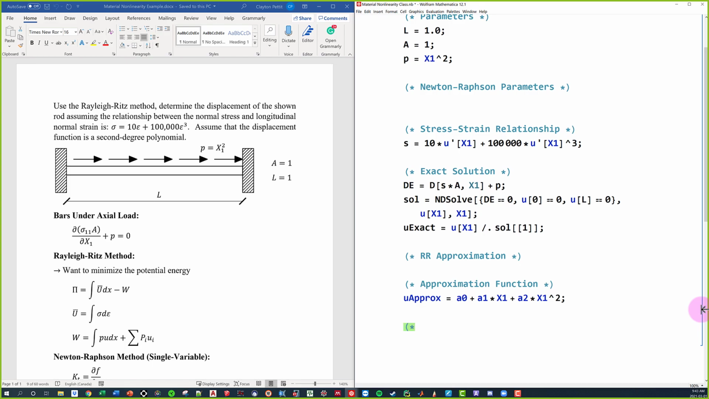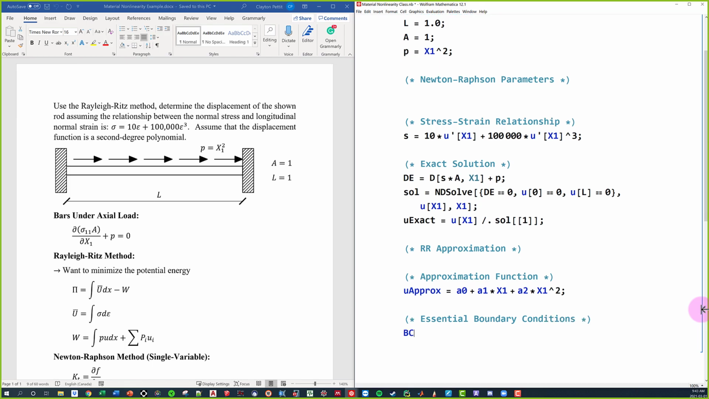We were going to implement our essential boundary conditions. So I'm going to go essential boundary conditions. So we know that we actually have 2. So we have a boundary condition 1, which is equal to our approximate solution. And this specifically occurs when x1 is equal to 0. We know that at x1 is equal to 0, we have that fixed end condition.